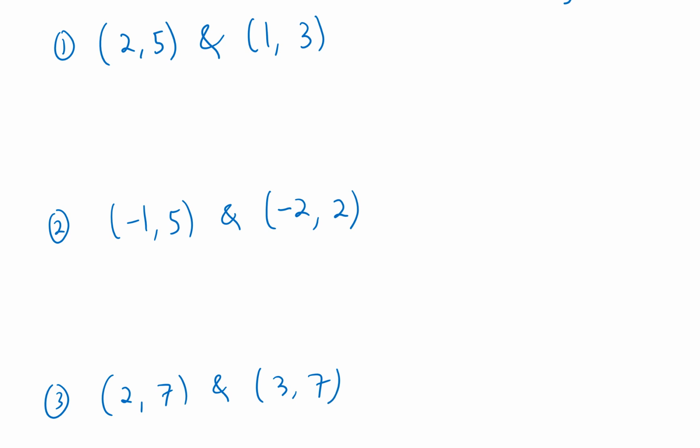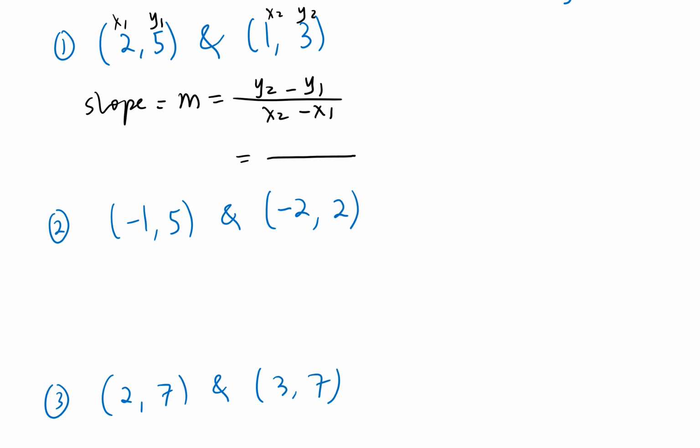Let's look at the first one. How do we do this? You can label them if you like, x1, y1, x2, y2, and write down the slope formula. We usually use m for the slope, which is y2 minus y1 over x2 minus x1. Well, y2 is 3, y1 is 5, x2 is 1, and the other one is 2. So -2 over -1, which is +2.